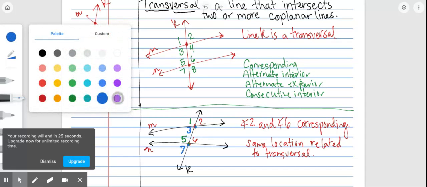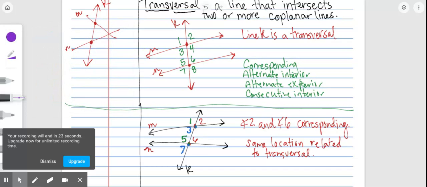And then last but certainly not least is angle 4 and 8. They're in corresponding corners. If you're going to label all the angles, please make sure that you use colors to denote which ones go together. So angle 4 and 8, obviously angle 5 and 1, etc., etc. Okay, corresponding angles. Next.